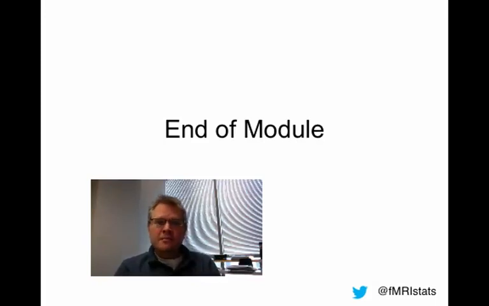Okay, so that's the end of this module. Here we've learned how to model the variance-covariance matrix in the GLM, and also how to simultaneously estimate the variance-covariance matrix and the beta parameters using an iterative procedure. In the next module, we'll talk about inference.